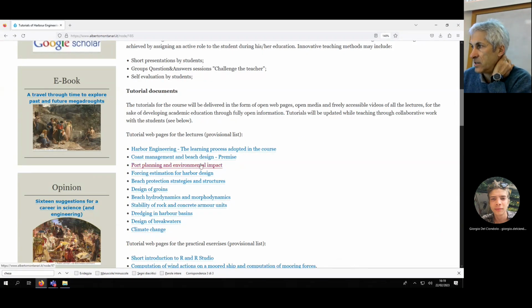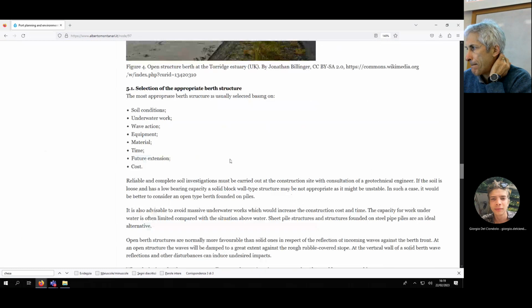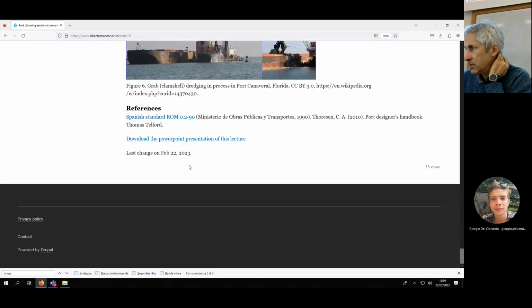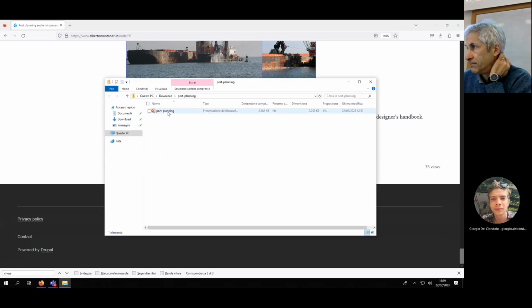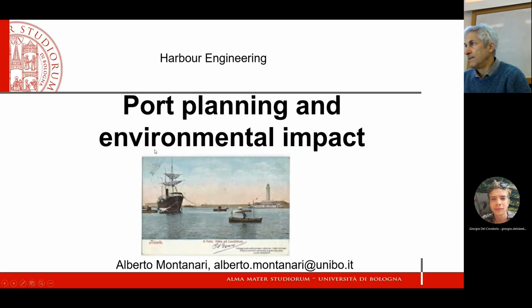And the next link is port planning and environmental impact, which is interesting. And let me take the PowerPoint. Just 1 second. Okay, perfect. So, port planning and environmental impact.